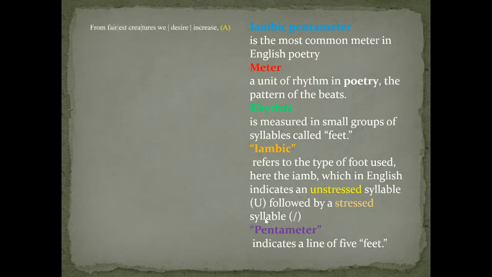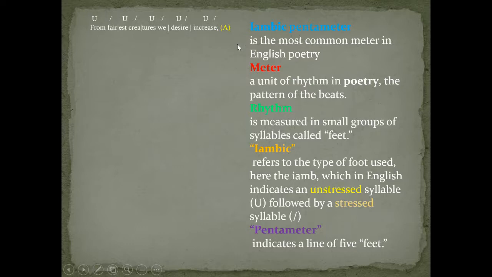So when we mark it, here's typically how we divide the syllables up in a line. From fair-est crea-tures we de-sire in-crease. What we're doing is marking the unstressed and stressed syllables. "From fairest creatures we desire increase." When we look at it, we say CREA-tures, not crea-TURES. We deSIRE, it's not DEsire. Same thing with inCREASE, it's not INcrease.